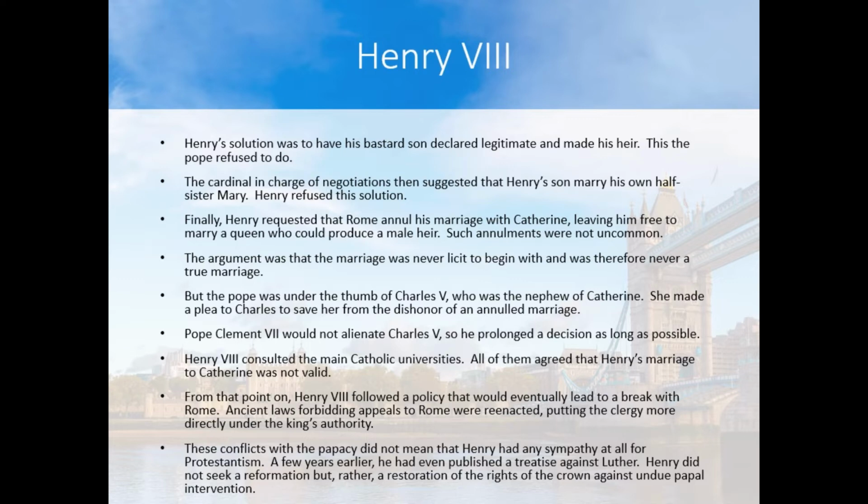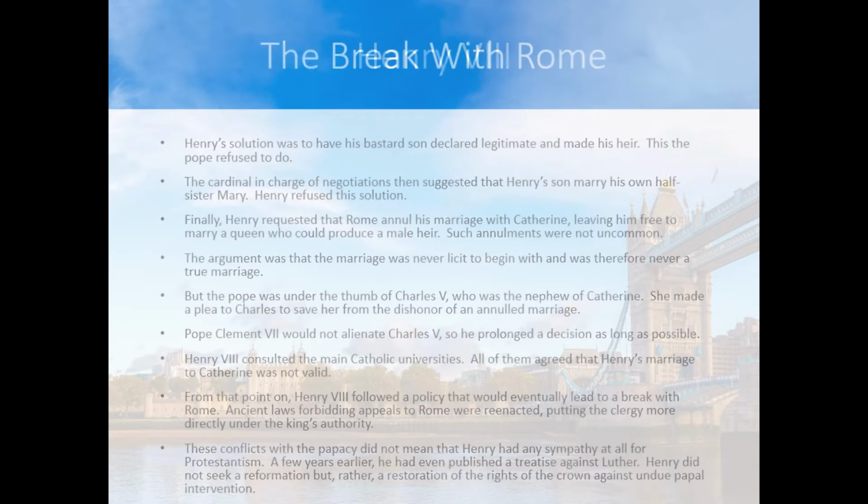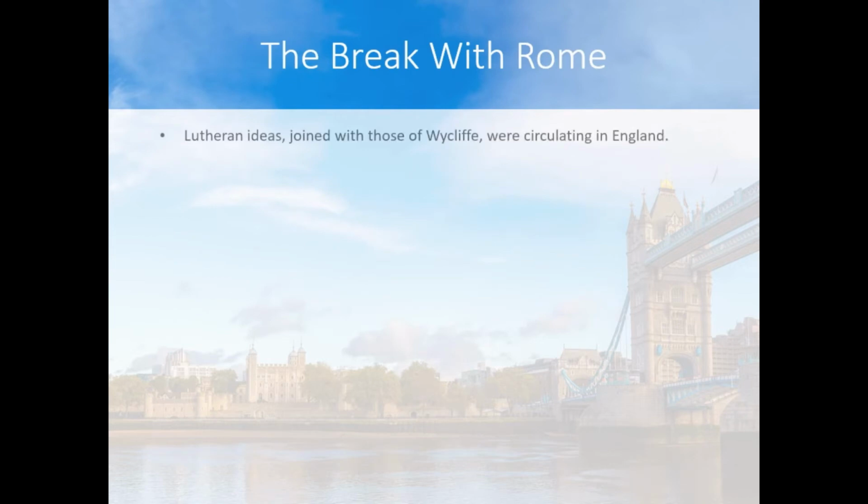But the impetus of it, the person who really drove that, is a guy who's doing it purely for political and selfish reasons. So it's going to look a little bit differently, and we'll see how that turns out as we go. So eventually the break with Rome did happen.